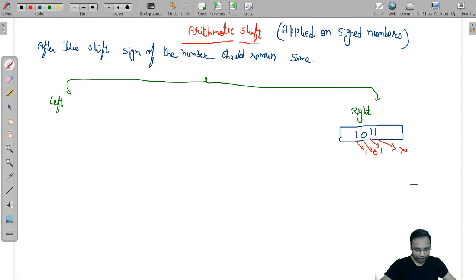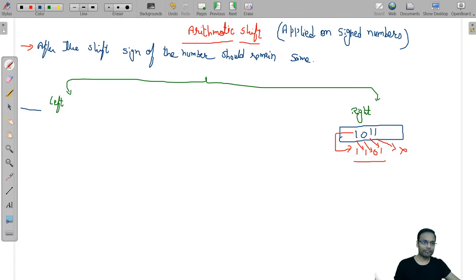What I will do is maintain the sign bit as it is. This one bit I will copy on two positions, next to the MSB and also on the MSB. Keeping it on the MSB helps me maintain the sign. As I told, the sign should remain the same, right? So I did this: the same bit I have copied here and the same bit I have copied here also. After the arithmetic right shift, the number should be 1101. I guess that is super clear to everybody. I hope so.